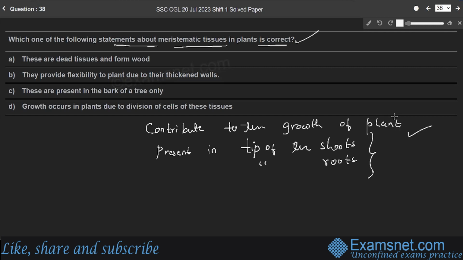Due to meristematic tissues, the plant body retains the capacity of unlimited growth throughout its life. So for the given question about meristematic tissues in plants, option D, growth occurs in plants due to division of cells of these tissues, is the right answer.